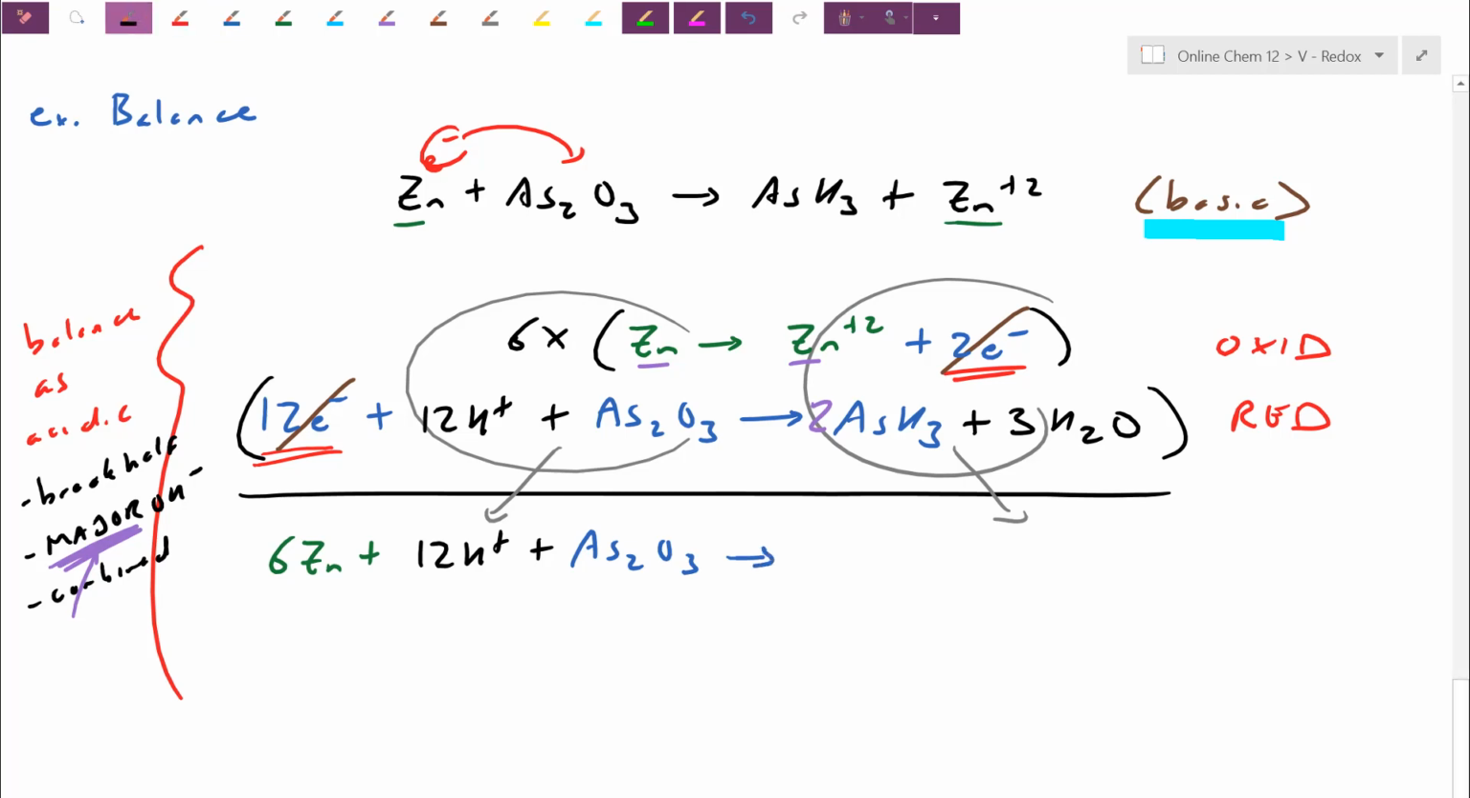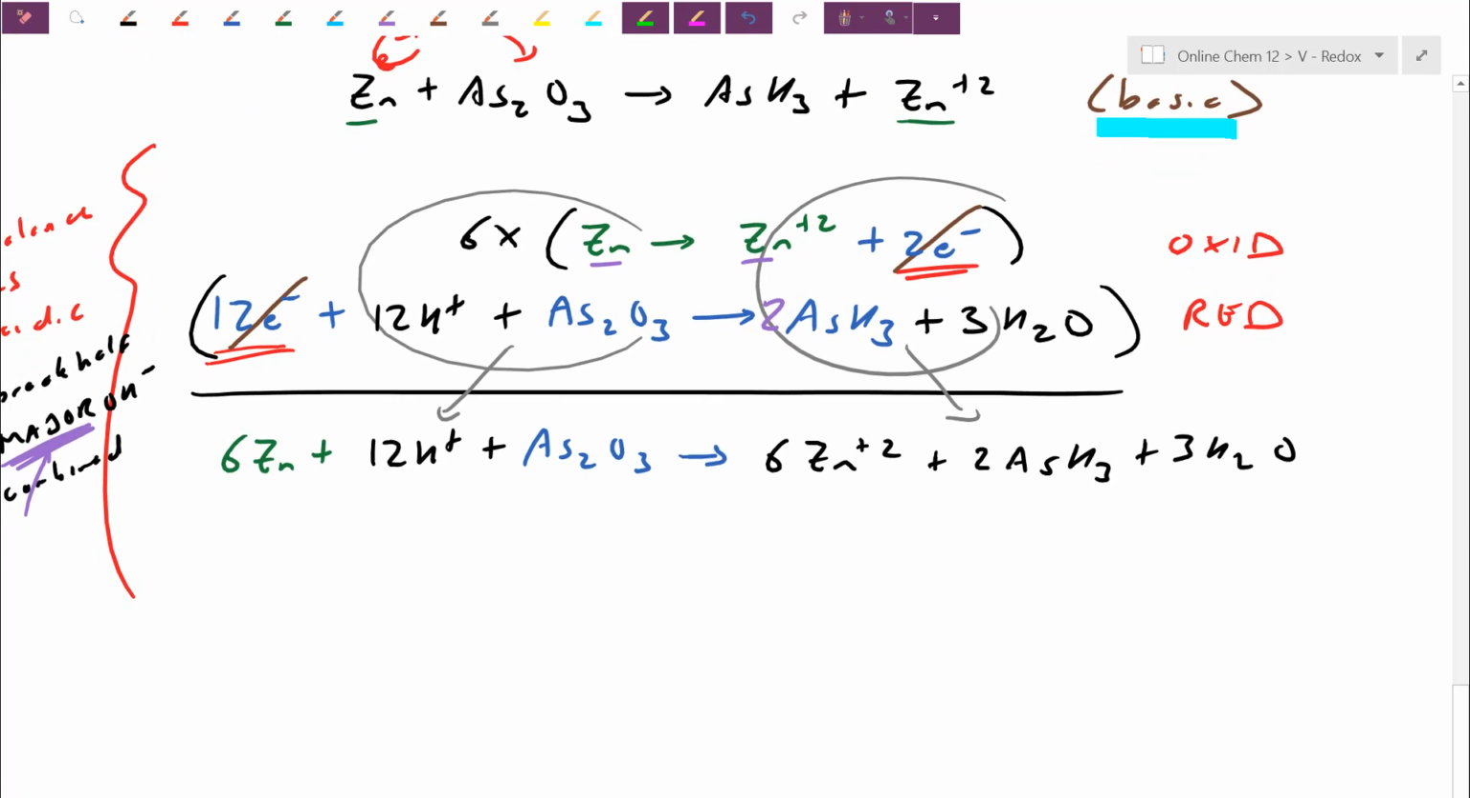The first equation also has 6Zn plus 2. And then I'm just going to copy down the 2 ASH3 and the 3 waters. Okay. At that point there, we should be balanced. This time we don't have H pluses on both sides, water on both sides. This one here should be good.